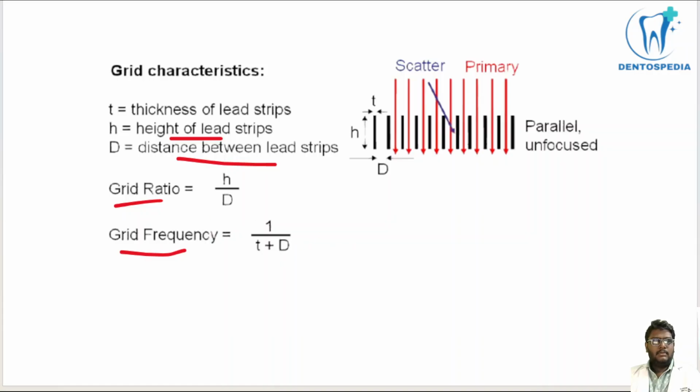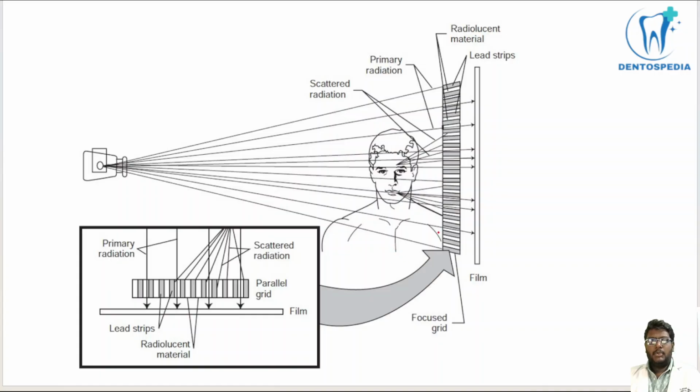This is how you place the grids in between the patient and the film. When the x-rays are projected, the scattered radiation will get absorbed due to its oblique nature, and the primary radiation will pass through the lead strips because it has straight paths and travels in straight lines.